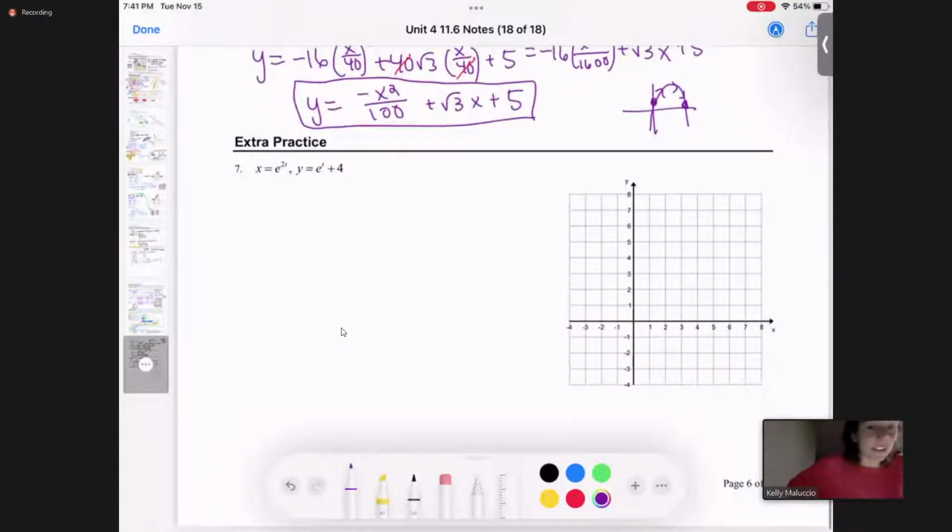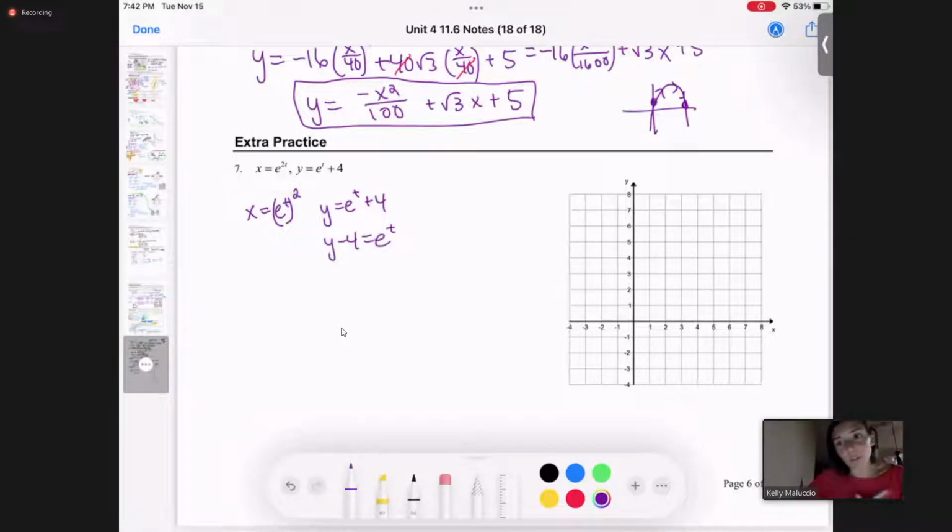And then this little extra practice. It's funny because I don't actually know why. If you think of X as e to the 2t, but if you think of X as e to the t squared, and Y is e to the t plus 4, I think in this case I might reverse this and say y minus 4 equals e to the t.